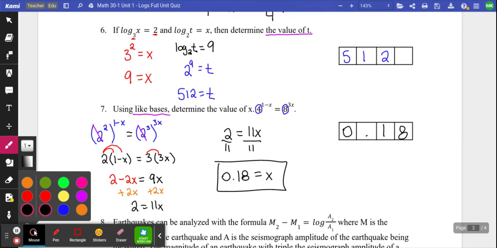Awesome. That's not a bad question for like bases. That's pretty straightforward. It's the trick of realizing how to move both things into base 2, and then remembering that when you have exponents with exponents, you multiply. Those are probably the two biggest tricks.